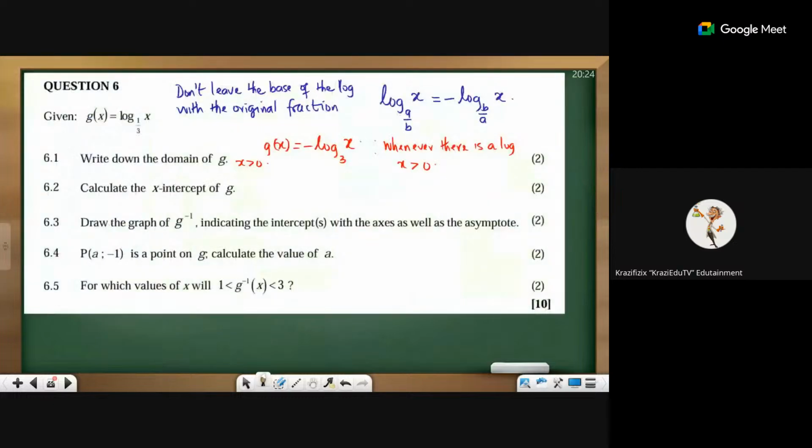Let's do the last 2 questions. P, which is (a, -1), is on G. Calculate the value of a. What's our equation of G? Log x is 1, log is 1 over 3, right? Okay. And we know our x is a and our y is what? Please do that for me. You have 30 seconds, everybody. We have g of x, we have the x value, and we have the y value, we're looking for the a value. Please let's get these 2 marks.